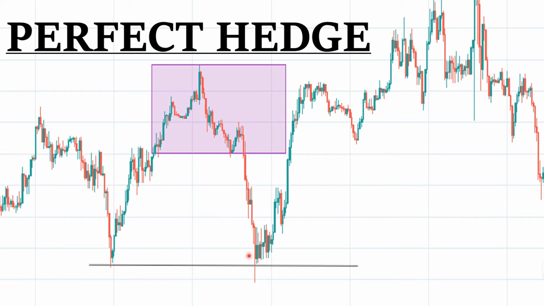But now as price retraces and comes back up, let's say to here, you're now down minus 100 pips with your buy position, but you've made 100 pips. So overall, at this position right here, you've lost nothing. And as price continues to go back further and further up, and eventually into profit on your buy position, you've not only made money with your buy position, you also made 100 pips with your sell position.